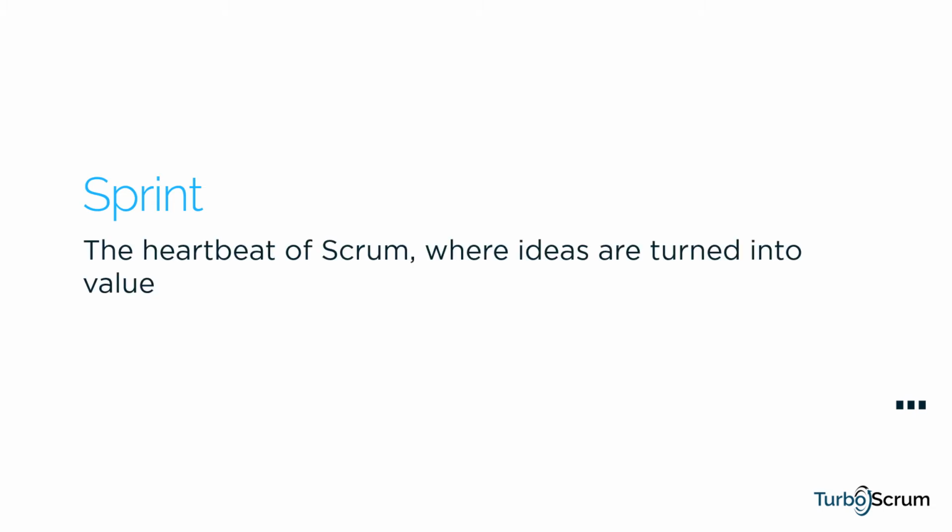The first of the time boxes is the sprint. The Scrum Guide describes the sprint as the heartbeat of Scrum, where ideas are turned into value. All work in Scrum is done within a series of time boxes called sprints. The time box for a sprint is 1 calendar month. Scrum teams may choose a shorter time box if they wish, but it's important that all sprints are of the same duration to aid with forecasting and planning. A common sprint duration in everyday use is 2 weeks.